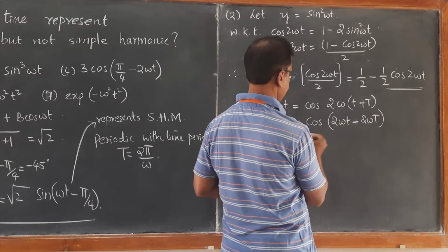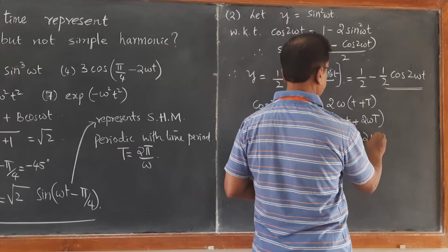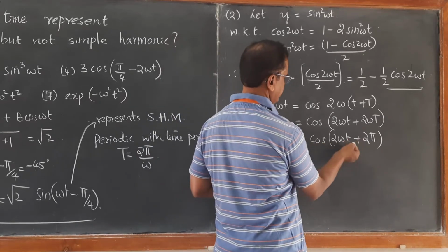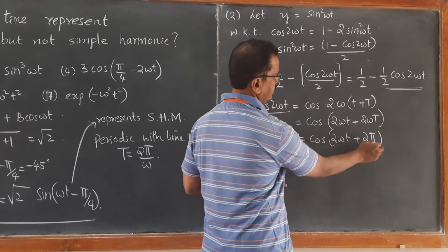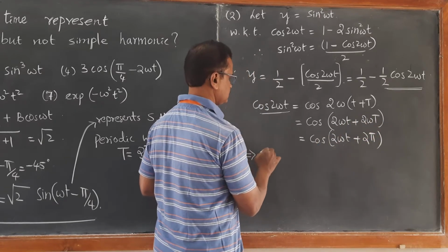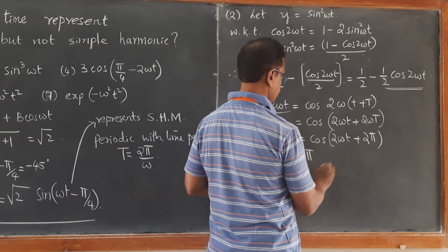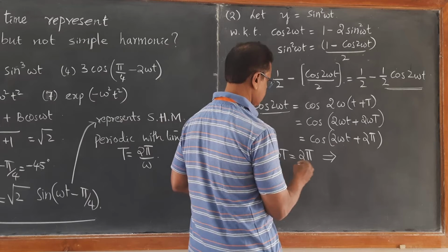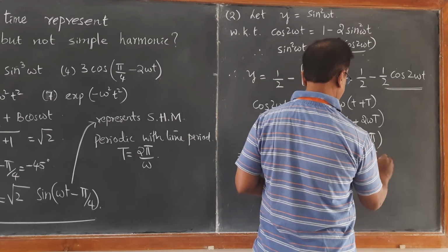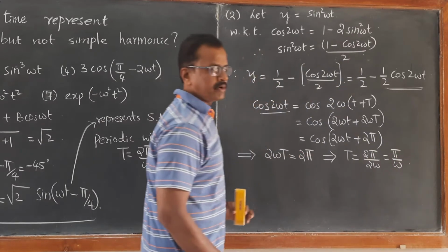We'll get cos 2 omega t back if and only if it is 2 pi. So we'll get cos 2 omega t back to this value if we add 2 pi. Therefore, comparing these two equations, this implies 2 omega t must be equal to 2 pi. That is, 2 cancels, t is equal to 2 pi by 2 omega, that is pi by omega. So this is periodic.